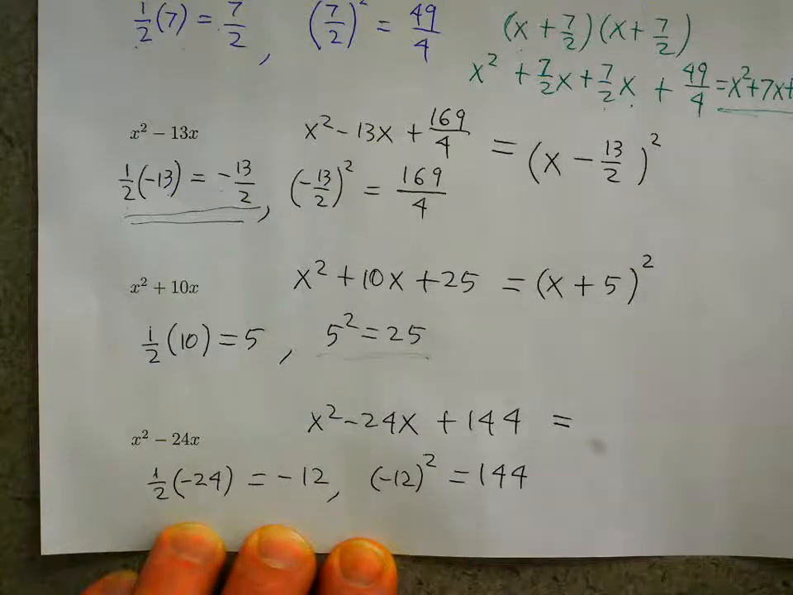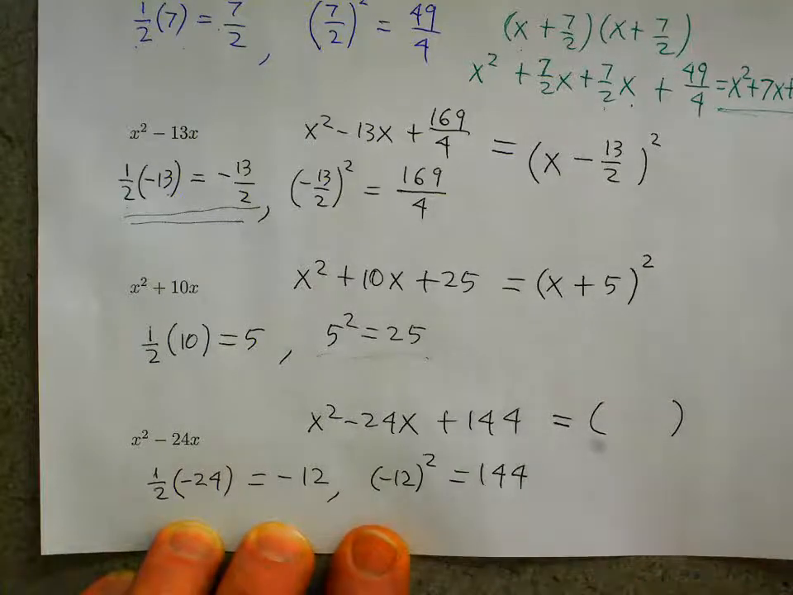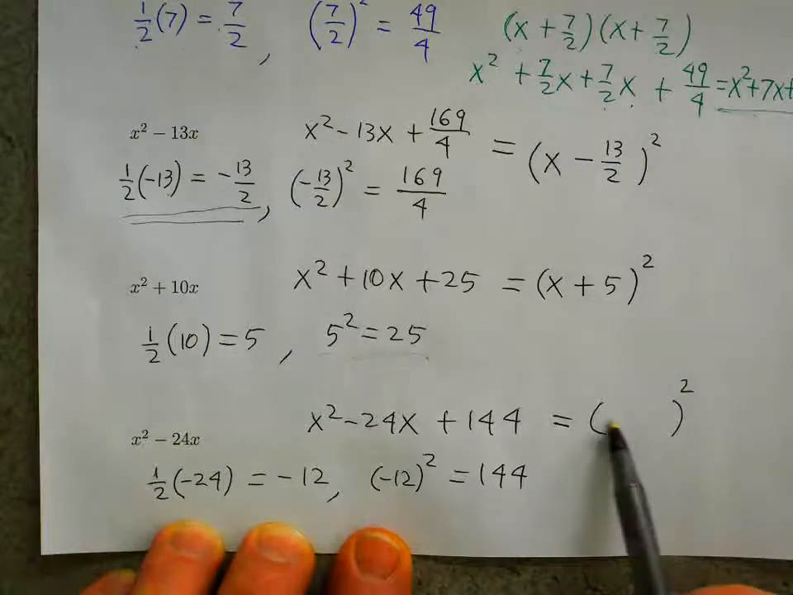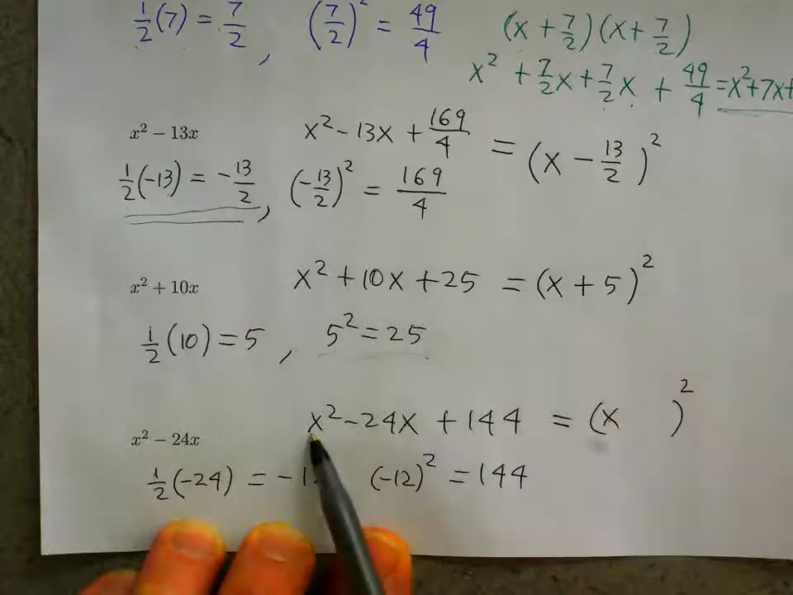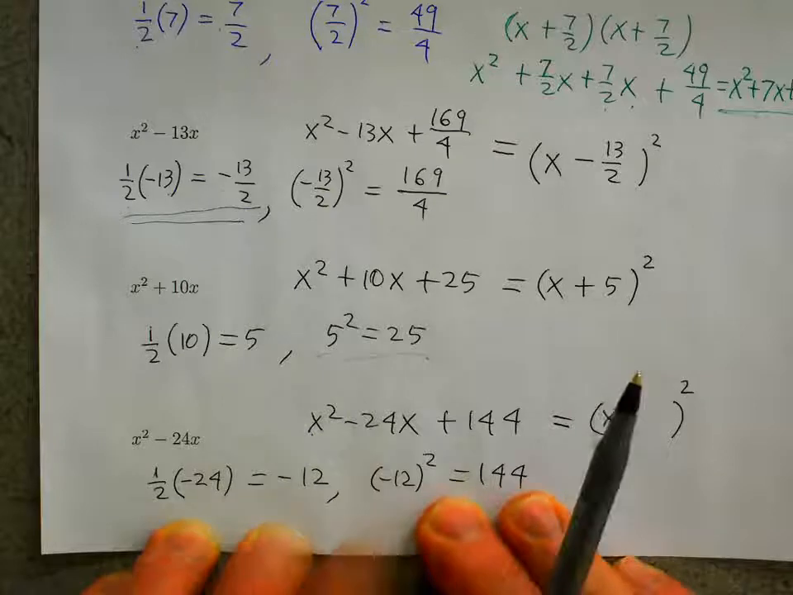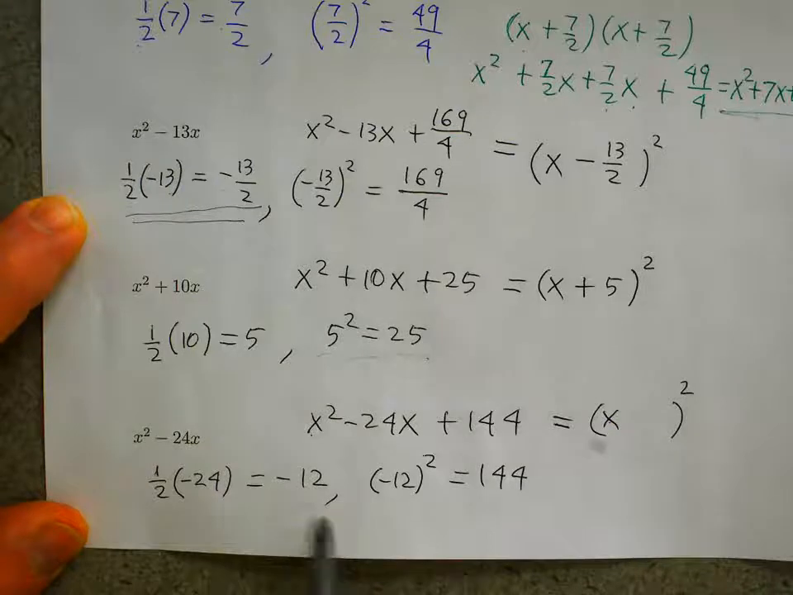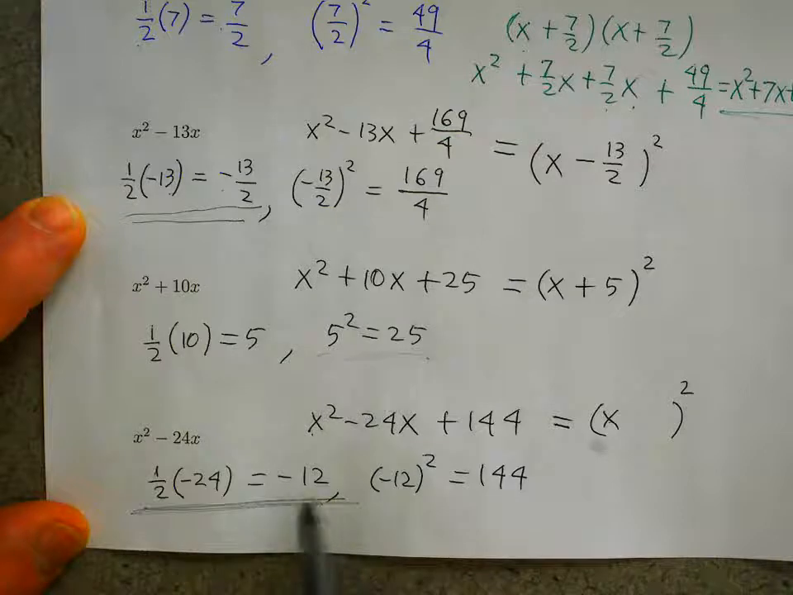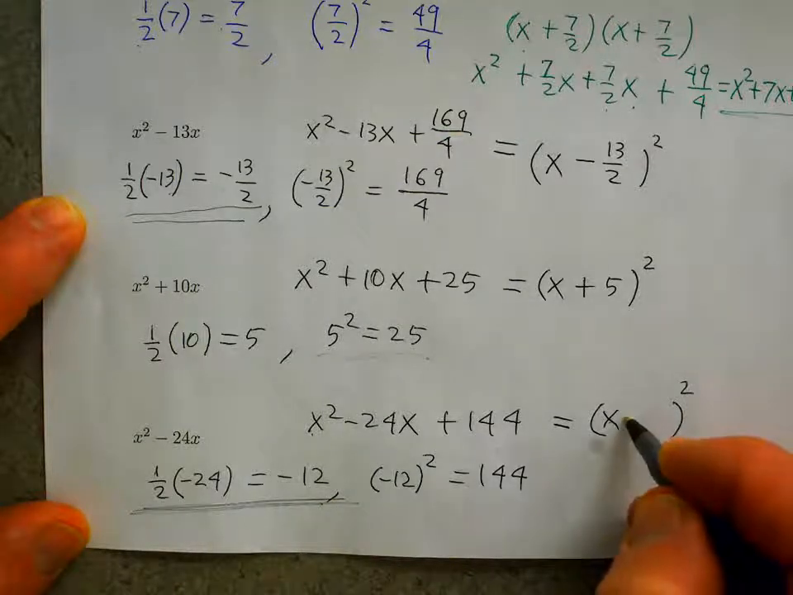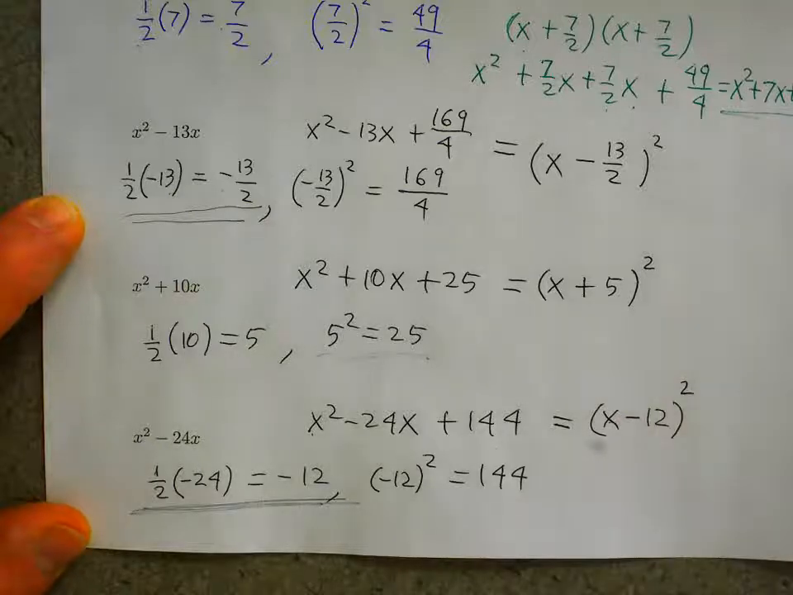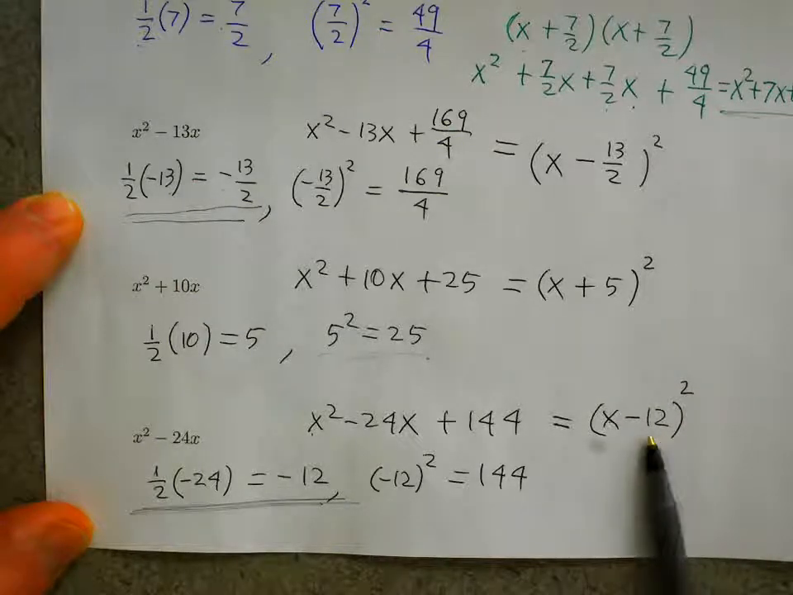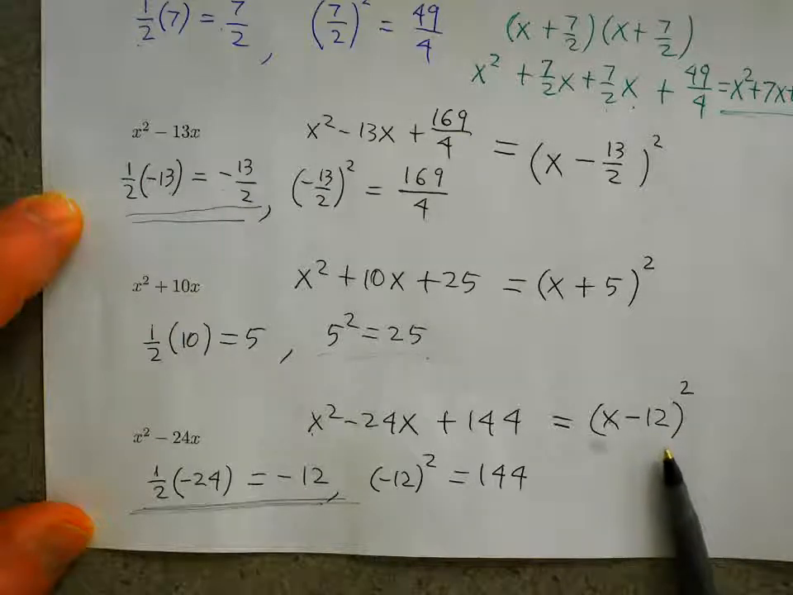So what binomial do we square to get x squared minus 24x plus 144? Well, the binomial has to have x because the first term in the trinomial is x squared. And the number that follows x inside the parentheses is the same number that we got when we took 1/2 of negative 24. That number is negative 12, so inside the parentheses we have x minus 12. And then if you want, you can verify by multiplying that you have the correct binomial squared.